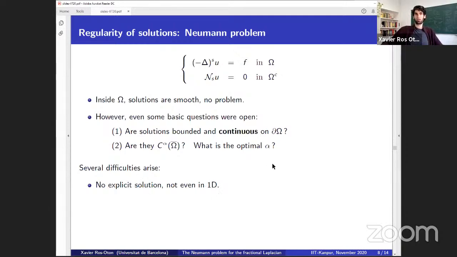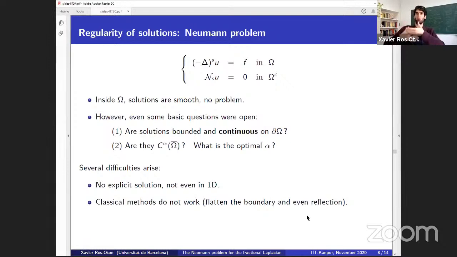Here we don't know. And classical methods do not work. For the Laplacian, what you do is flatten the boundary and do an even reflection. If you have a harmonic function with Neumann boundary condition on a flat domain, the even reflection will be a harmonic function in the full ball, and then you just apply interior regularity. This is something you can do for the Laplacian, but you cannot do for the fractional Laplacian. This completely fails, so we can forget about doing something like that.